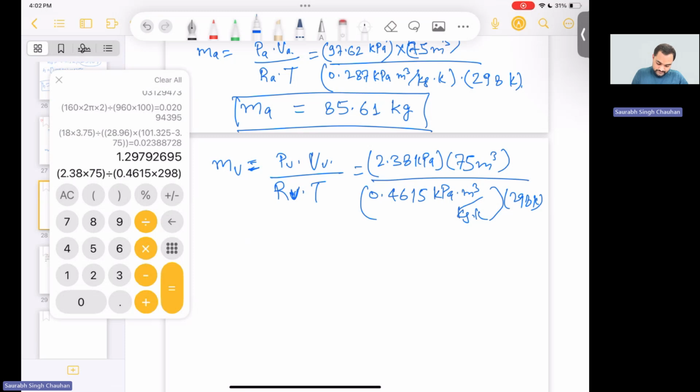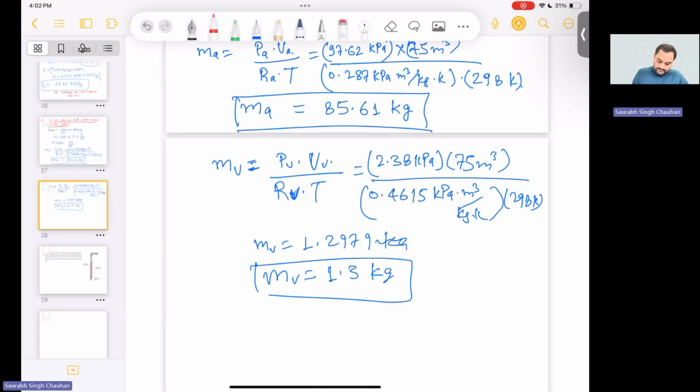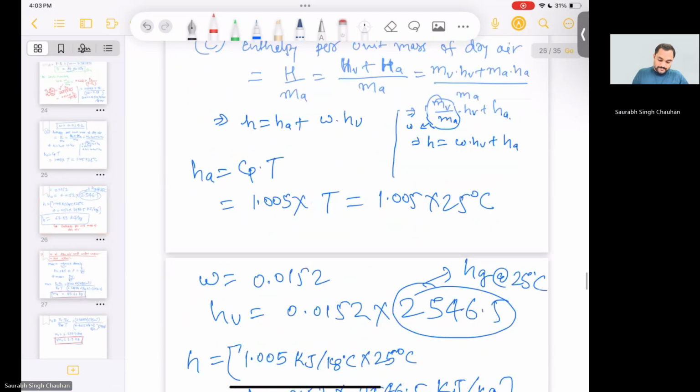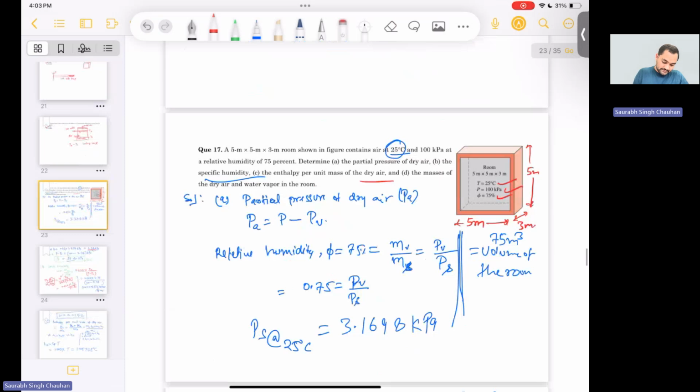Okay, so it is coming out to be 1.2979 something. Okay, so we can round off this value, so it is approximately 1.3 kilogram. Okay, so this is the mass of moisture, this is mass of dry air. Okay, so this is what was asked in the question.